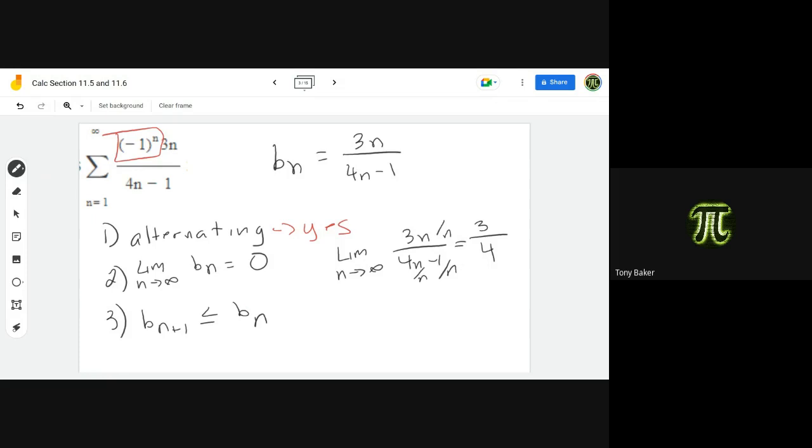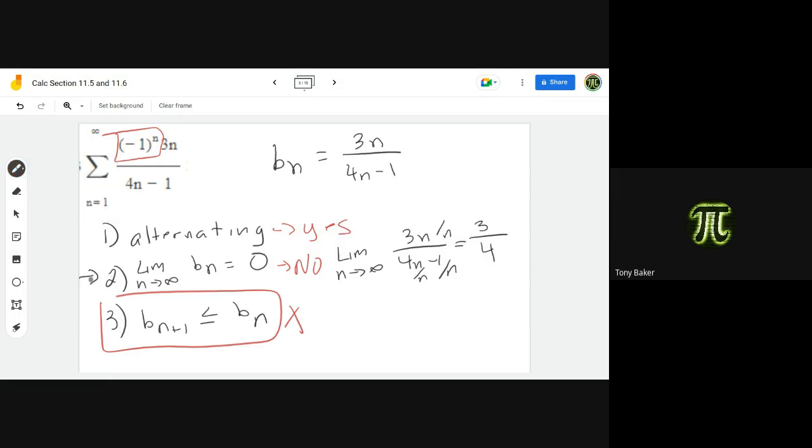So does this limit equal 0? No. So I cannot use the alternating series test. I don't even have to check this one. I don't have to worry about that. Even if that one's true, it doesn't matter. As soon as you get a no, you can stop. So I can't use the alternating series test.